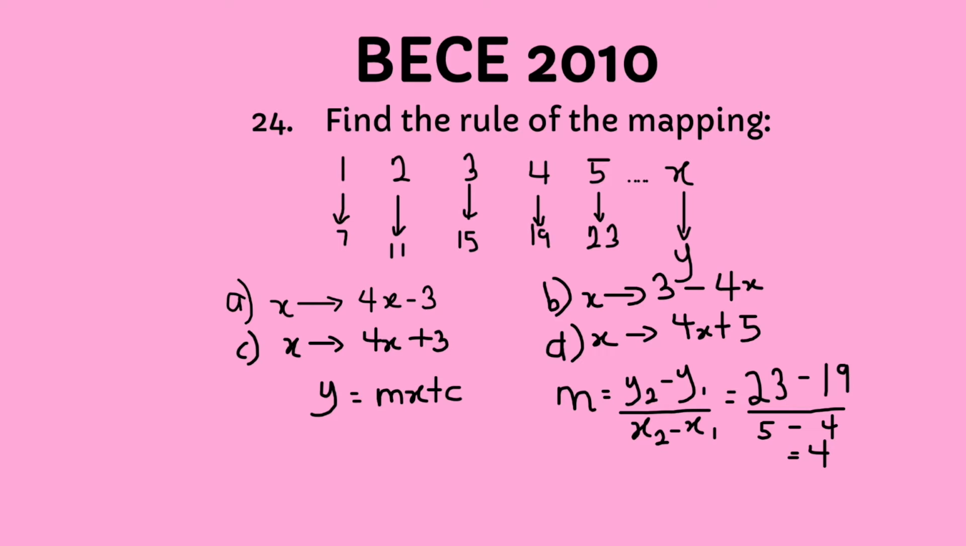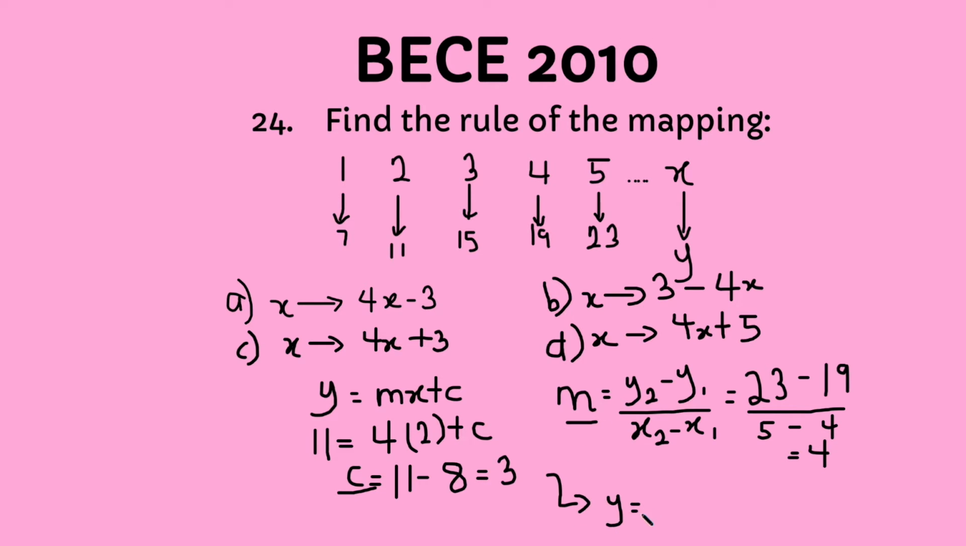Okay, now that we have that, we would solve for c. To get c, we take another pair from the mapping. So we're going to take 2 is to 11 and find c. So y is now 11 and 2 will be x. m is 4. We input that as 11 equals 8 plus c, making c equal to 11 minus 8, which is 3. Our rule of mapping is y equals 4x plus 3, 24C.